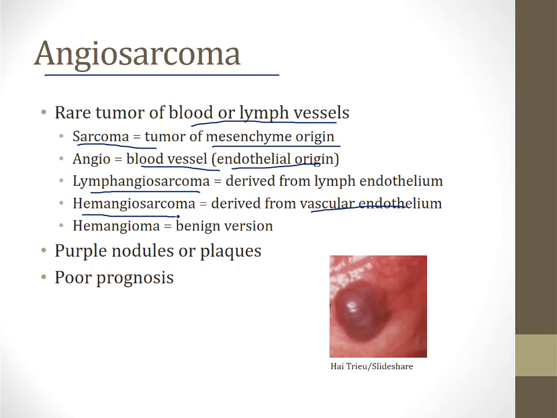And sometimes benign versions of angiosarcomas form, and these are called hemangiomas. And just like the blood blister, these look like a traditional blood lesion on the skin. They are purple nodules or plaques. And in general, all of these angiosarcomas, which are thankfully rare, have a very poor prognosis. You can imagine that they're highly vascular, it's difficult to perform surgery, and they often metastasize early.